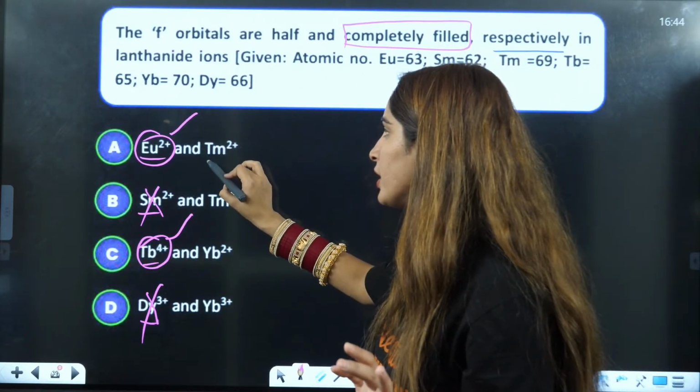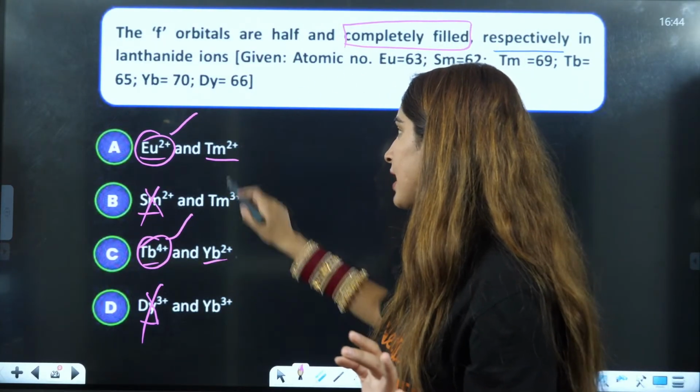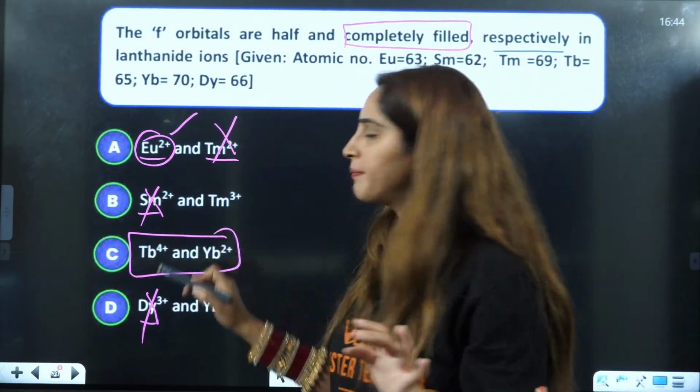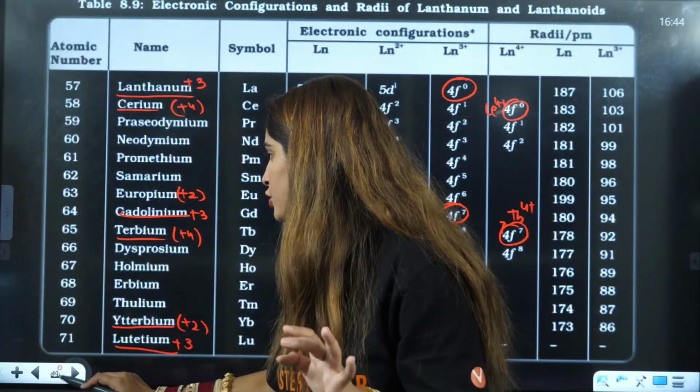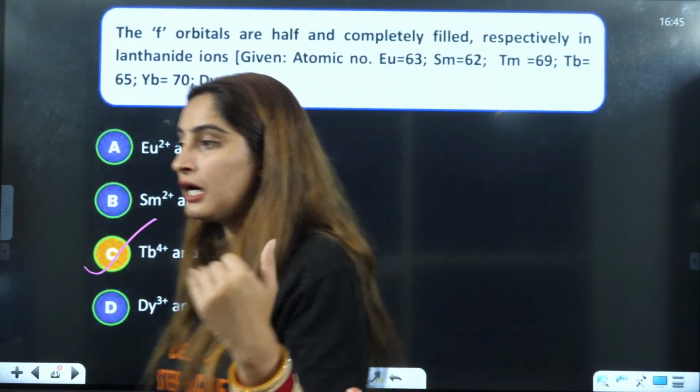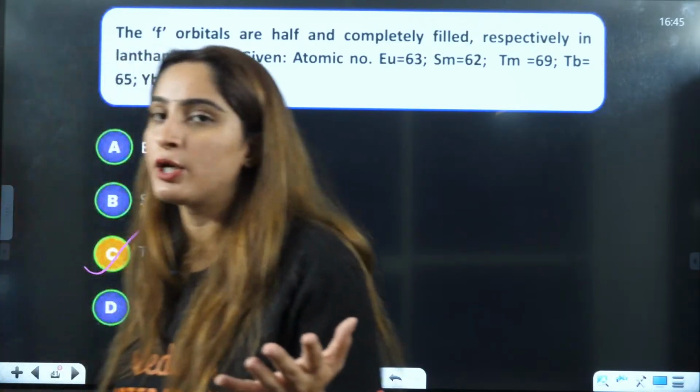Completely filled, now here we have Tm, here we have Yb, so this is also eliminated. So the answer is going to be terbium and ytterbium. So C is the correct answer. Even if you don't learn these things, even then you will be able to answer this.